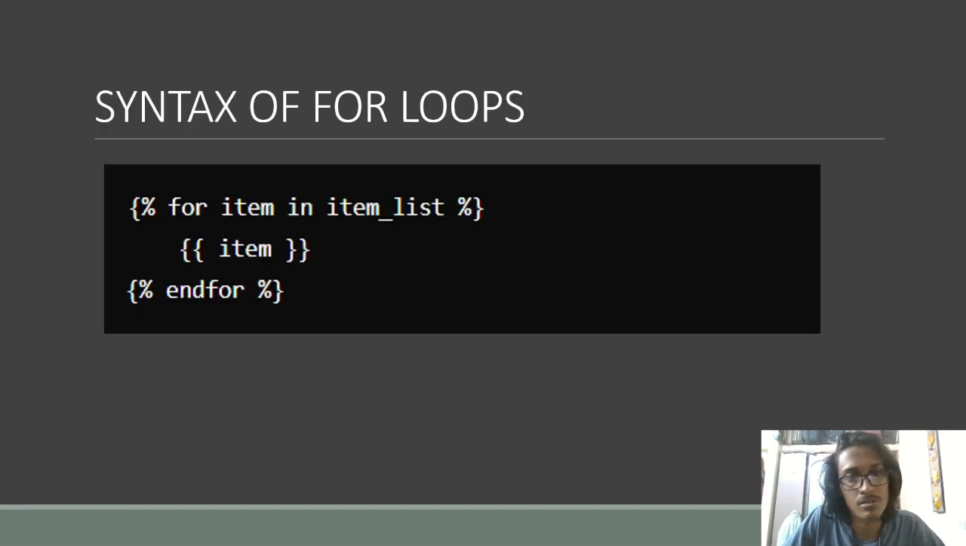This is the syntax of the for loop. You can see here that it's a three-line code. The item is iterated in the item list, whatever item, and then item. The second line, if you see, will show the output. And the fourth line is the ending of the loop, where you end the loop.